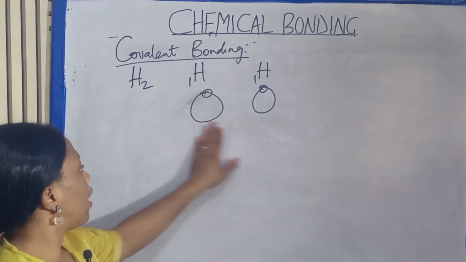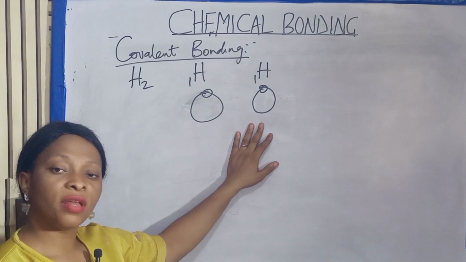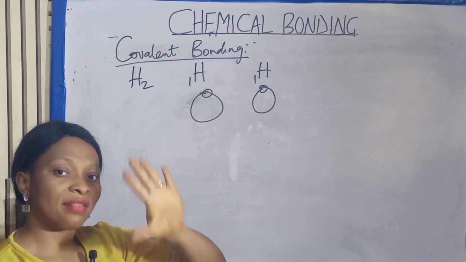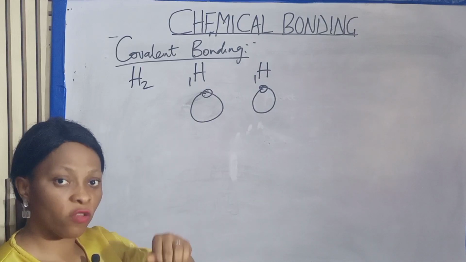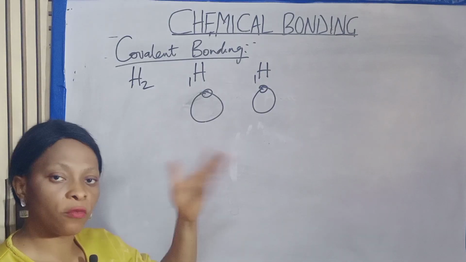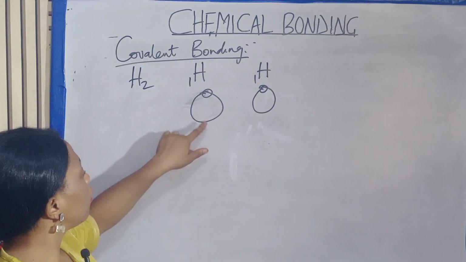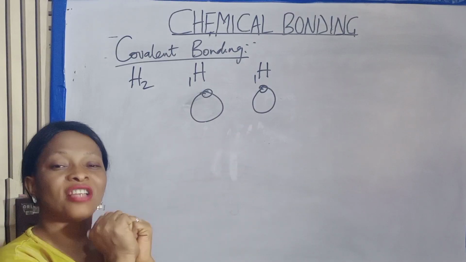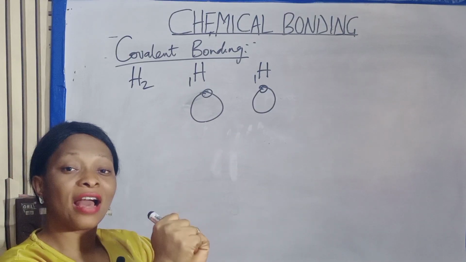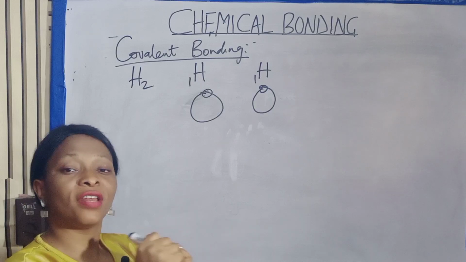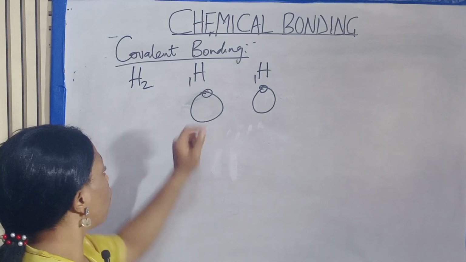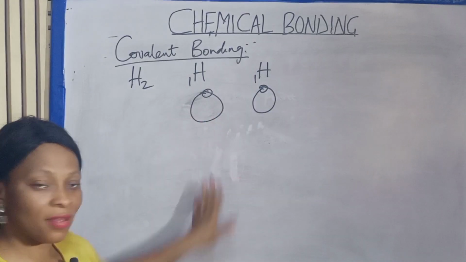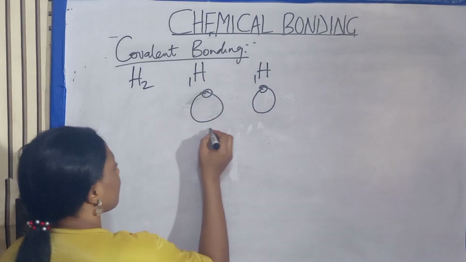They are unstable as they are. In order for them to be stable, remember they must attain a duplet of 2 or an octet of 8. They must be 2 or 8 for them to be stable. So in order to be stable here, what do they do? They come together and share. They collaborate in order to be stable, because one cannot give out. If one gives out, it will no longer exist. So what they do is that they come together.